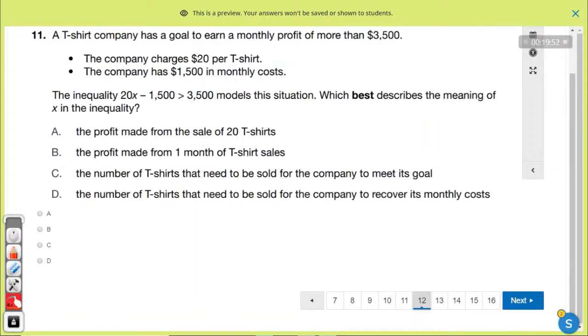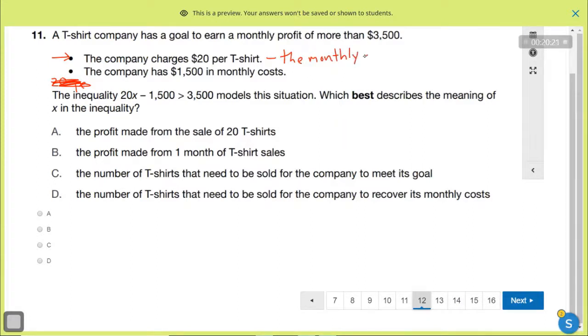Before I go any further, I'm just going to read what this inequality says to me. The 20x says it's going to be $20 per t-shirt, as they said up top. In fact, I'm just going to use their own writing. The company charges $20 per t-shirt, minus the company's $1,500 in monthly costs. And we want that to be greater than 3,500. So they need to be making more than $3,500. That's what this inequality says to me.